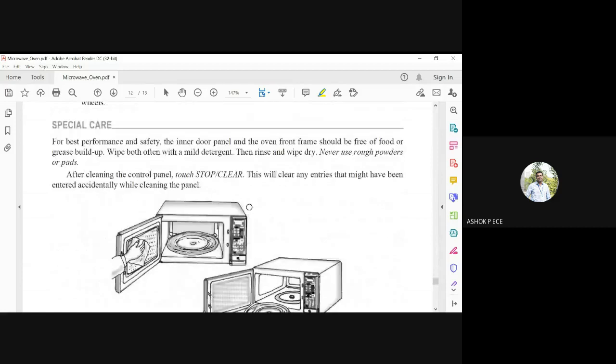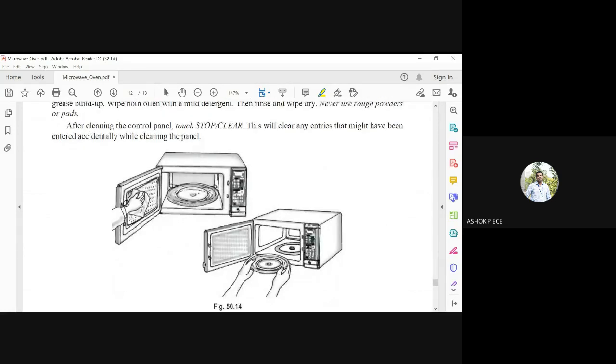And special care for best performance and safety: the inner door panel and oven front frame should be free of soot or grease buildup. So you have to clean it properly. Always after cleaning the control panel, touch stop, clear. This will clear any entries that might have been entered accidentally while cleaning the panel.